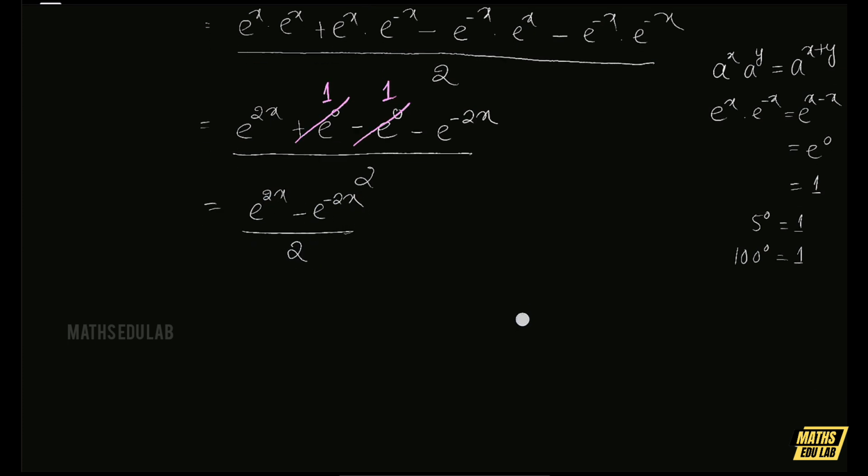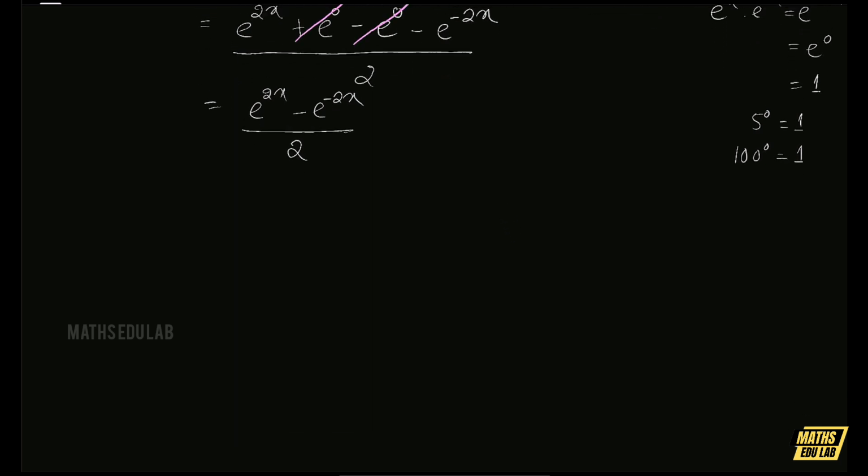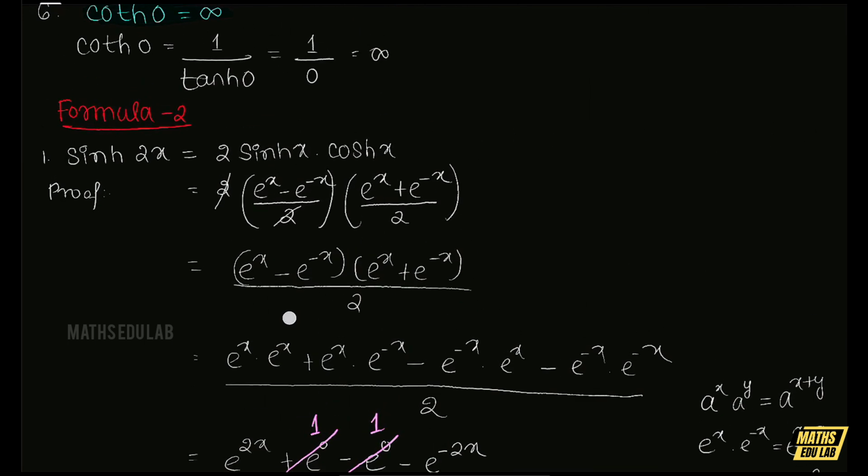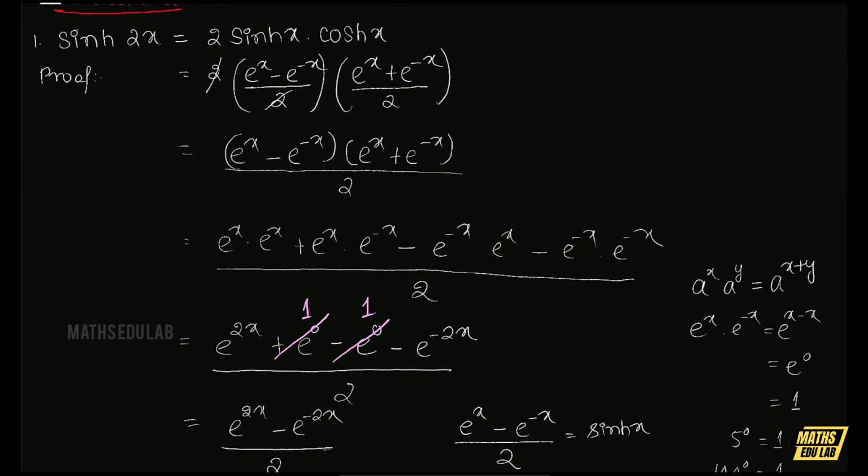If you see this one, this is in the form of sine hyperbolic x formula. In sine hyperbolic x formula, we write the formula as e to the power of x minus e to the power of minus x upon 2. Isn't it? This is sine hyperbolic x. So in this formula, we have 2x, that means the x is replaced as 2x. So I can write this one as sine hyperbolic 2x. So this is the formula of sine hyperbolic 2x.